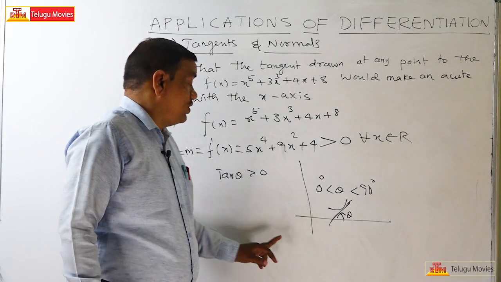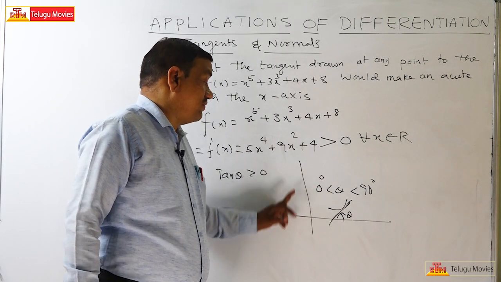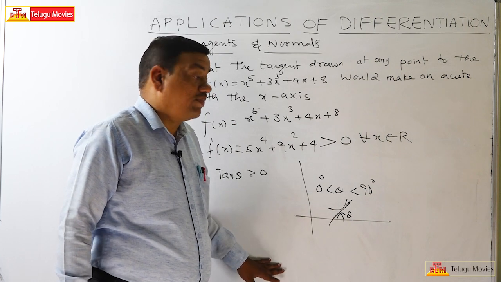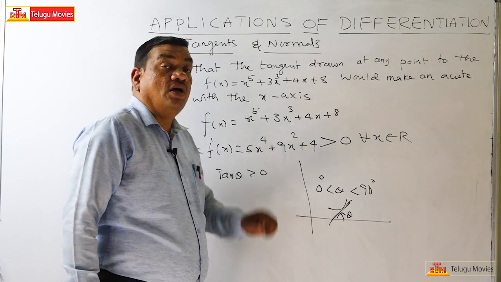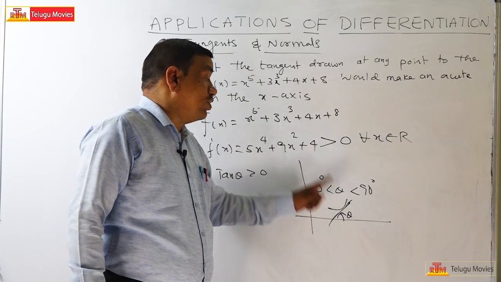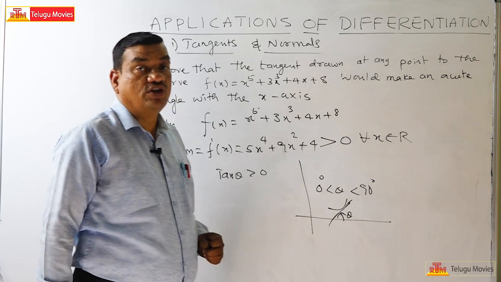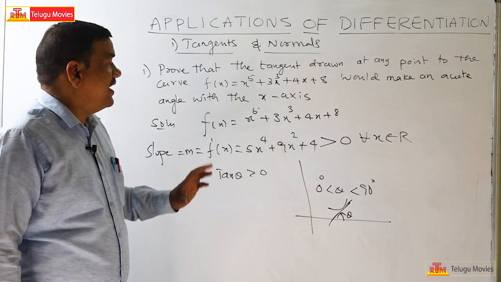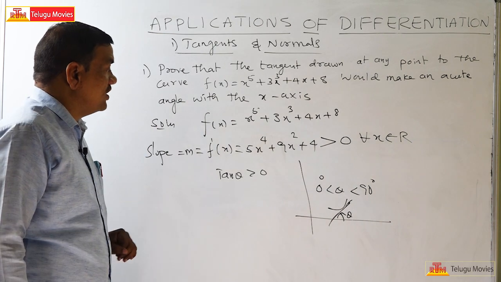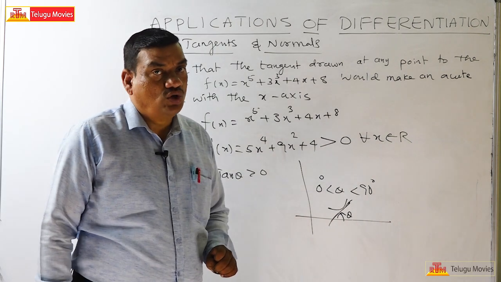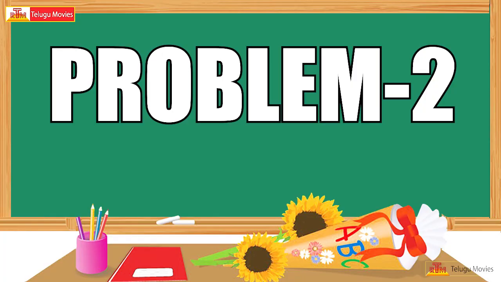So don't think that we should go to the third quadrant. In 'all silver tea cups', we should not go to the third cup. Why? Because the inclination lies between 0 and 180. In 0 to 180, from 0 to 90, tan is positive, first quadrant. That's why it makes an acute angle with the x-axis. Okay, now. I hope that you understand this problem solution. Let us see one more problem.